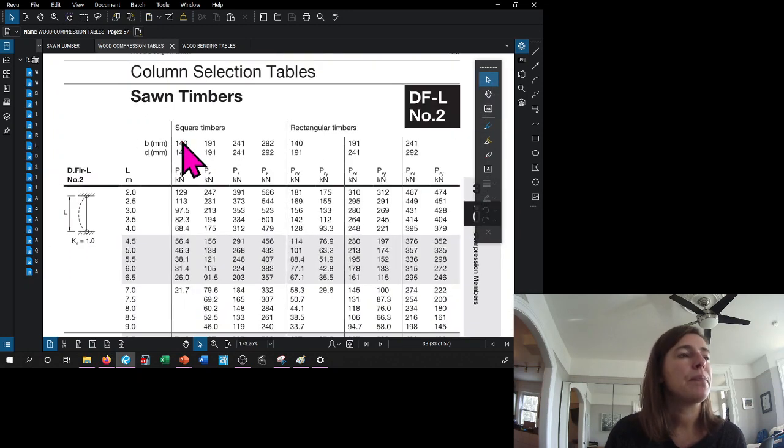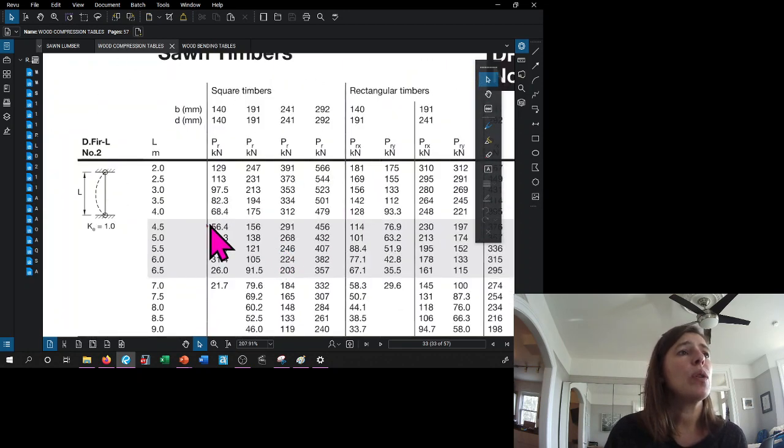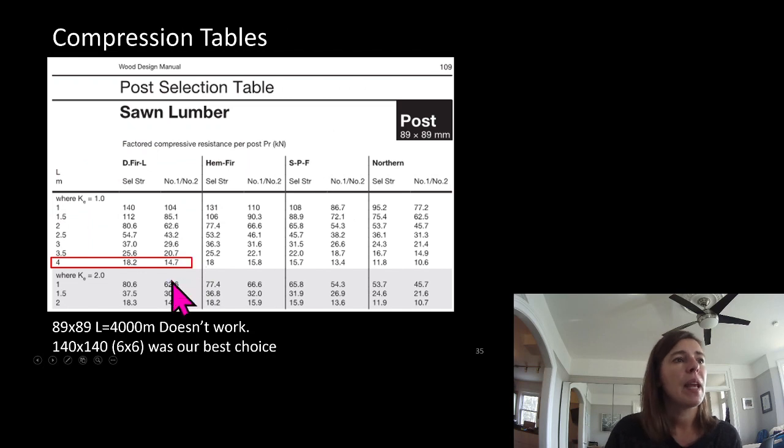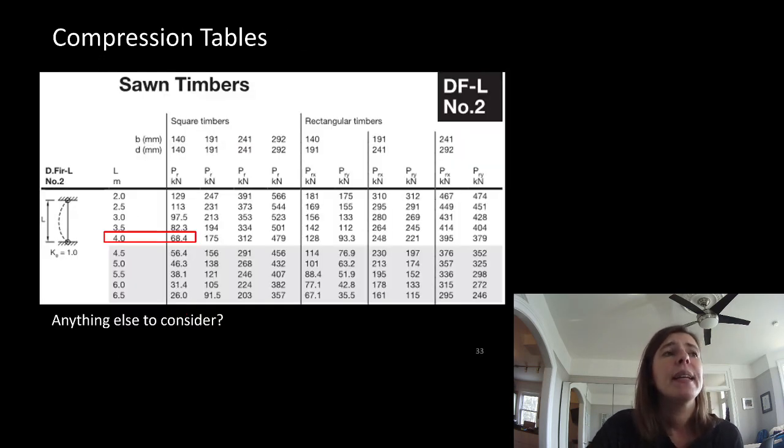140 by 140. They've told us that it's 4 meters tall. Well, look at this. 4 meters, 140 by 140, 68.4. Let's come back and take a look at our chart here. That matches what I've pulled off in this example so that you can just see it easily. We've got our Douglas fir larch number 2, 4 meters tall, and it's a 140 by 140. Gives us a PR, or a compressive resistance, of 68.4 kilonewtons. Now, it said, is there anything we should consider?